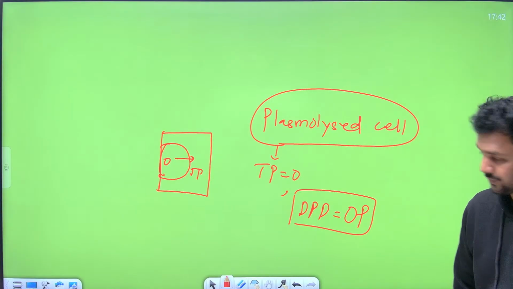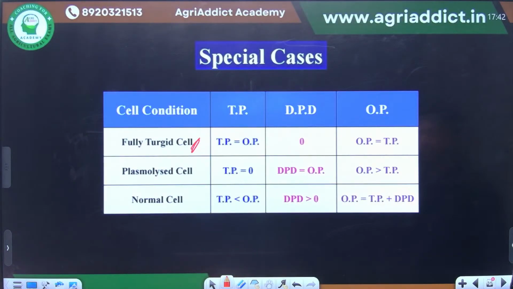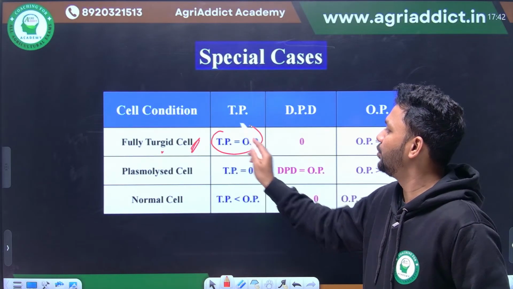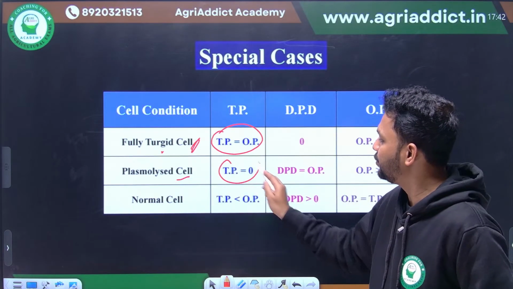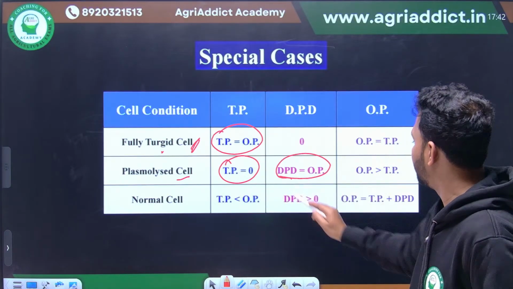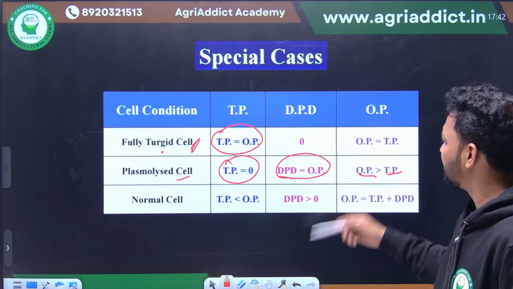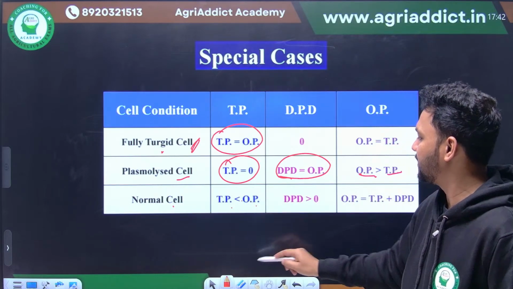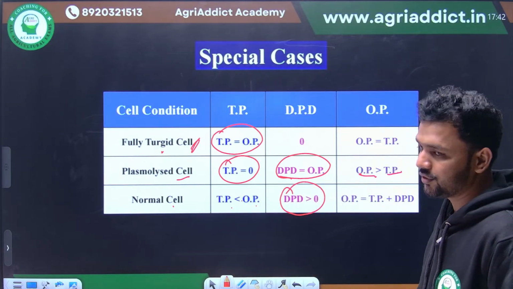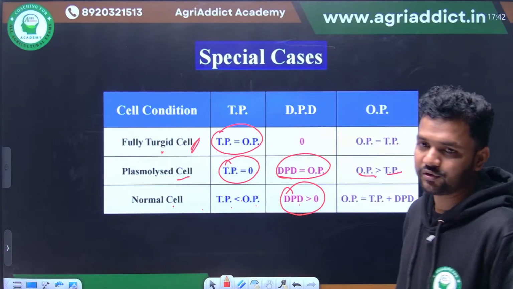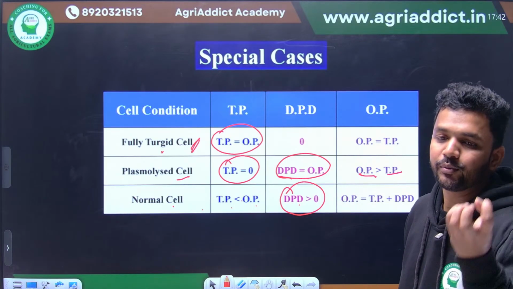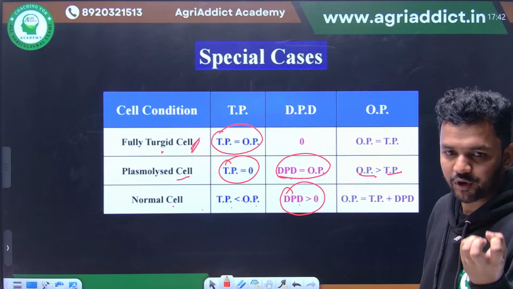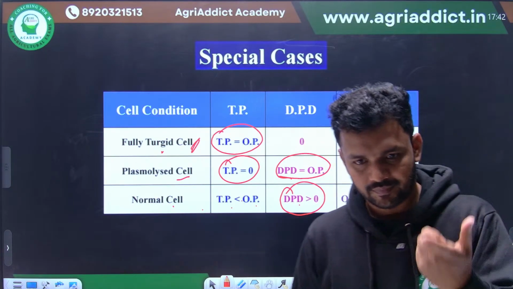See, in fully turgid cell, TP is equal to OP. Plasmolysed cell, TP is equal to 0. So DPD is equal to OP. And here OP is greater than TP. In normal cell, TP is less than osmotic pressure. So DPD is greater than 0. Why in normal cell DPD is greater than 0? Because in normal cell there would be some solute. If solute is there, it has some tendency to absorb water. Okay.